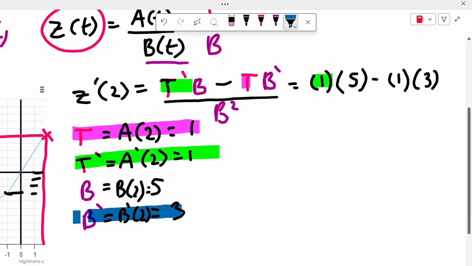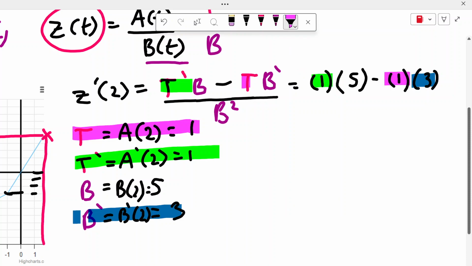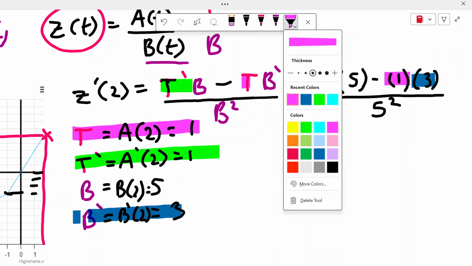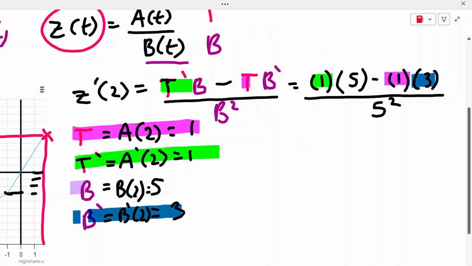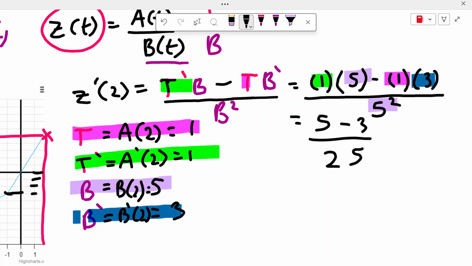All right, it just helps if you color code it, so life becomes a bit easier. Oh, and I forgot to do this guy here. All right, and then the bottom one squared, which is 5 squared. And then we can finally fill in the rest of them. All right, and when we crunch the mental math, we get that as 2 divided by 25. And that is our answer.